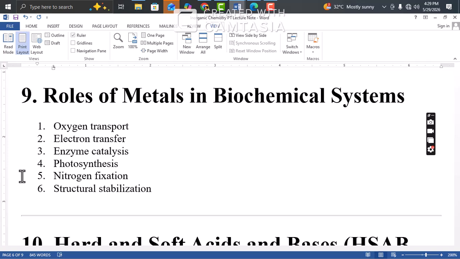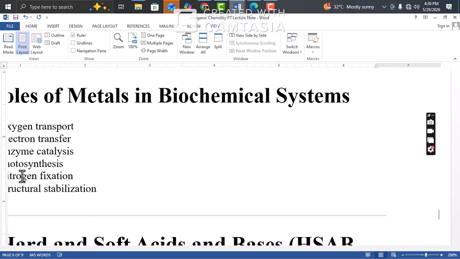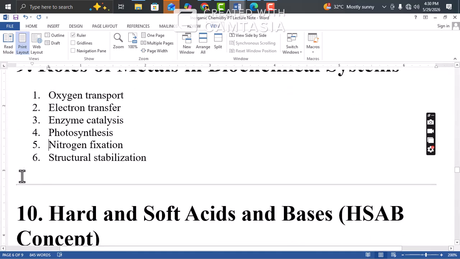And there are several others, like iron. These are different metals that are important. They perform important functions in the body. So: one, oxygen transport; two, electron transfer; three, enzyme catalysis; four, photosynthesis, that's for plants; five, nitrogen fixation; six, structural stabilization. So those are the roles of metals in biochemical systems.